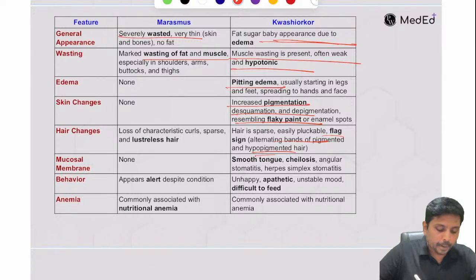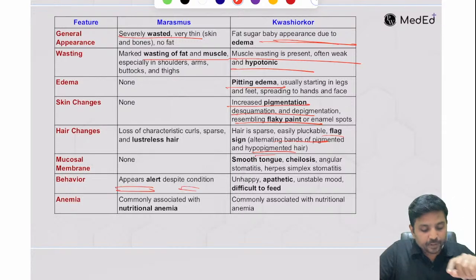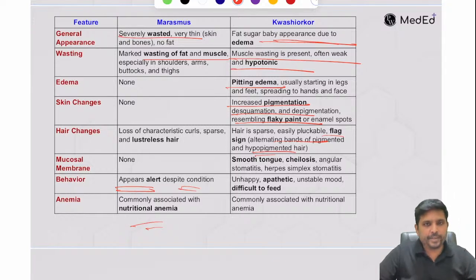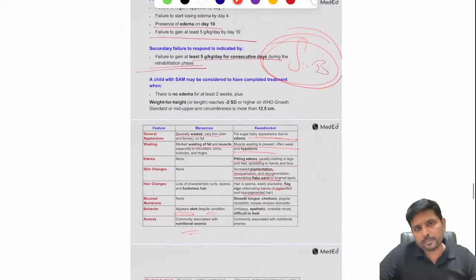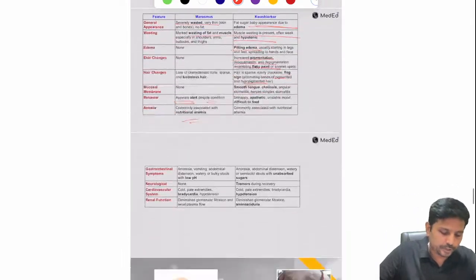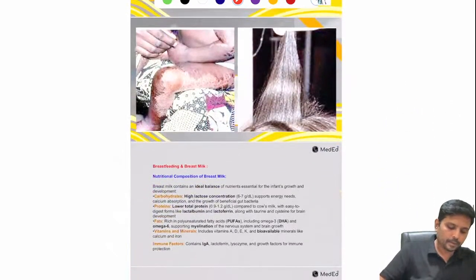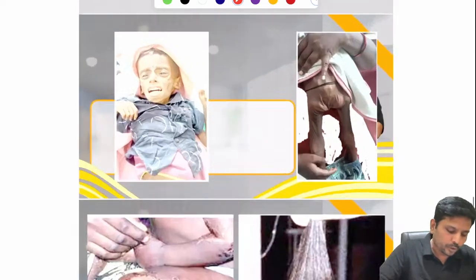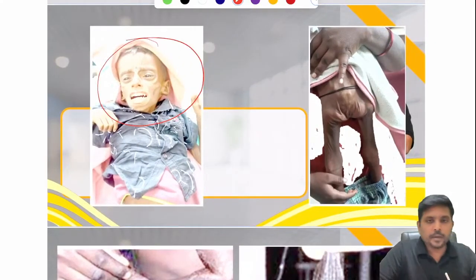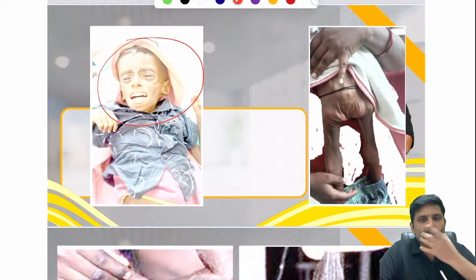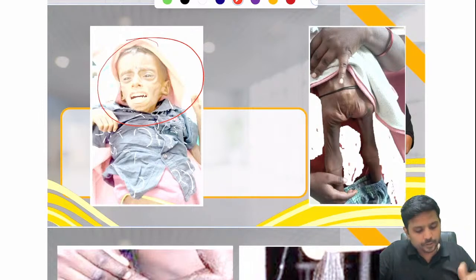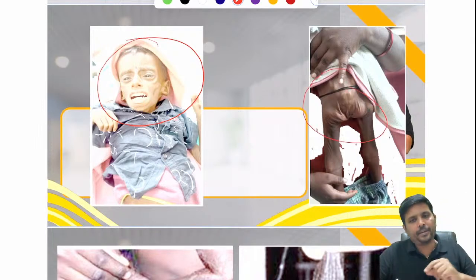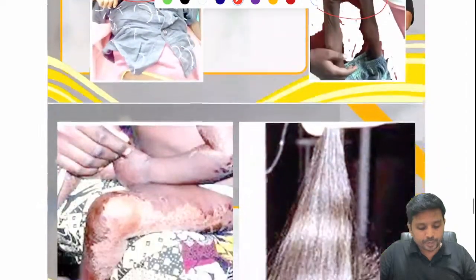Whereas appetite will be good, alertness will be good, recovery will be good in case of marasmus, in a case of severe acute malnutrition. Look at this. What is this? This is monkey faces. This is baggy pant appearance. These are all the cases that come to my clinic.